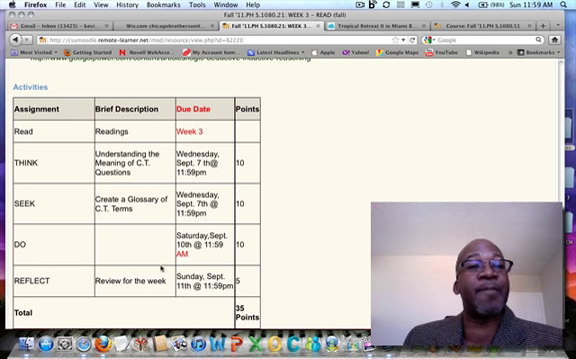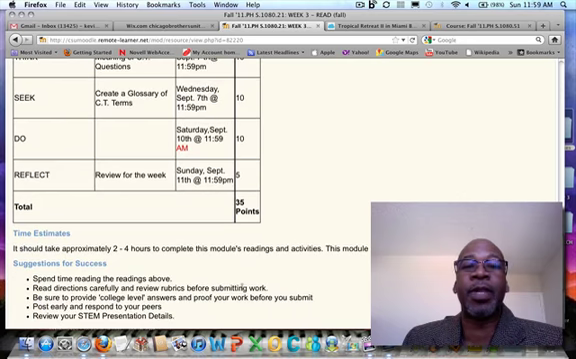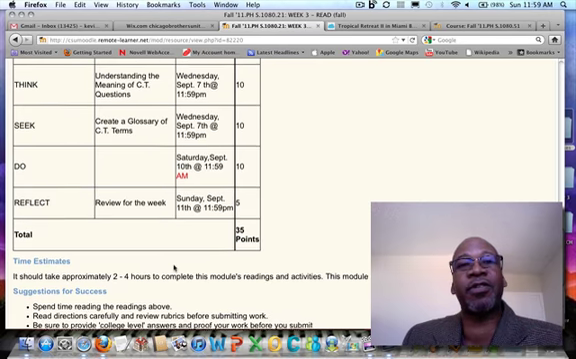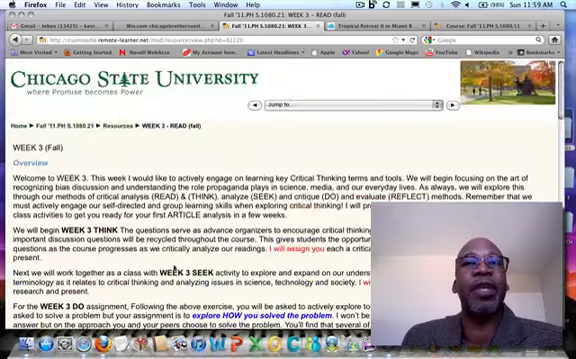It's worth 10 points. And then Friday evening, that's when the reflection will open up, and that's due next Sunday, a week from today, by midnight, 11:59 p.m. It's worth 5 points, for a total of 35 points. This week's activity should take you about 2 to 4 hours max, depending on how you type, how much you get involved in answering, etc. So I will leave the details to you going back.